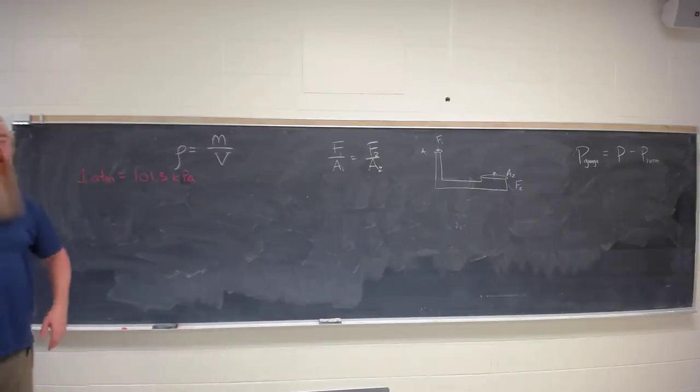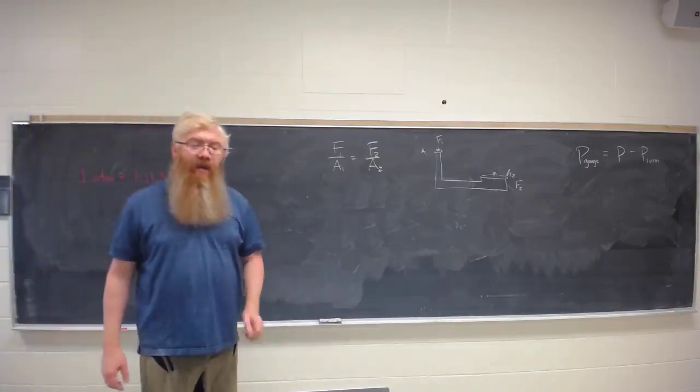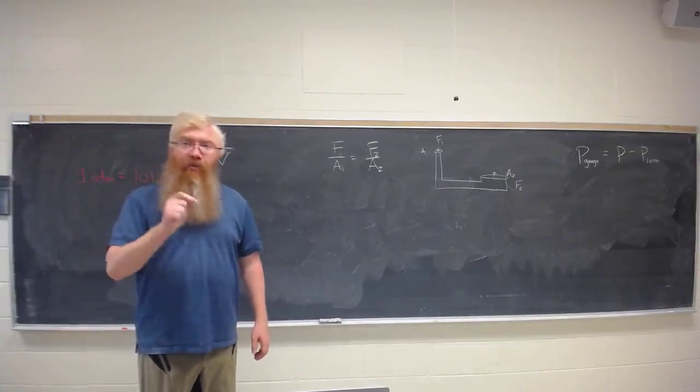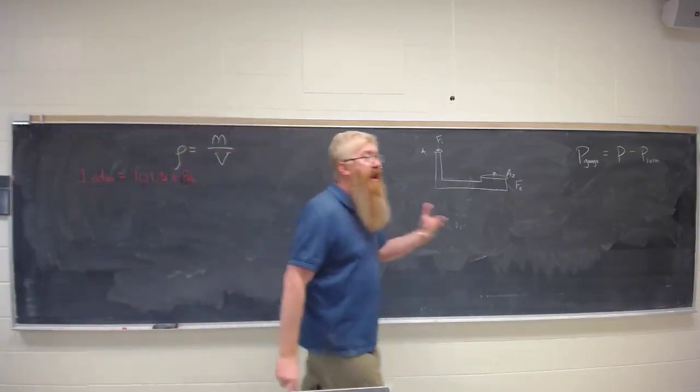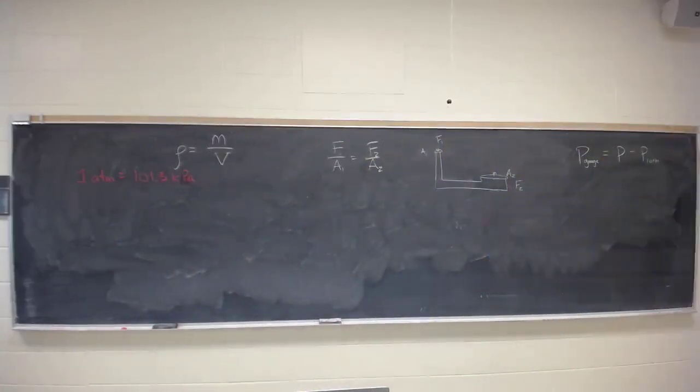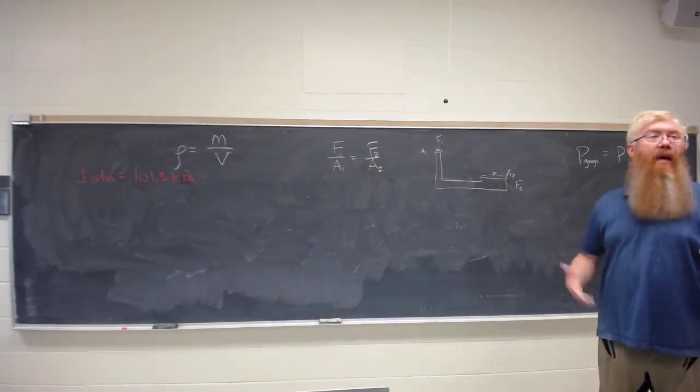So if I tell you the gauge pressure of something, you have to convert it to absolute pressure before you use it in any of these equations. Right? Ideal gas law equation or something like that. All you do is add an atmosphere to it, or add 101.3 kilopascals. So if I tell you the gauge pressure is 3 atmospheres, that means the absolute pressure is 4.